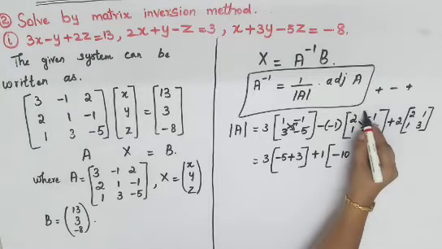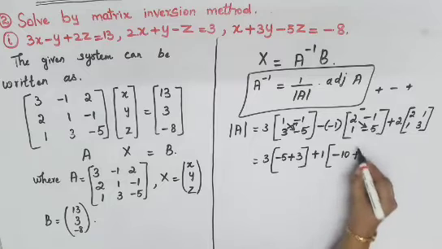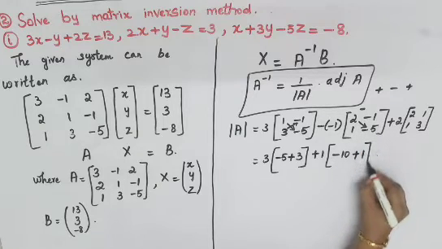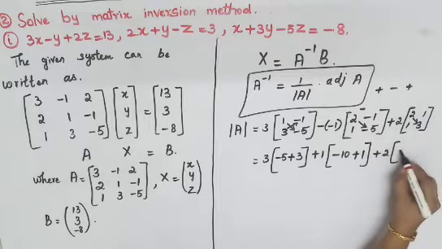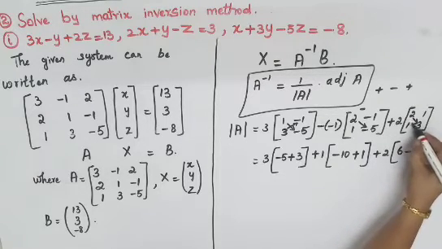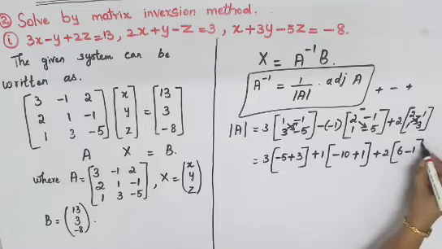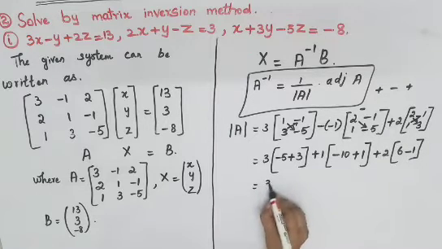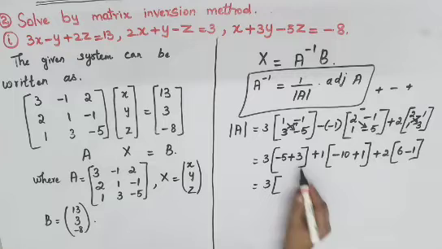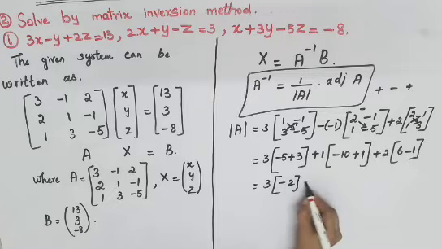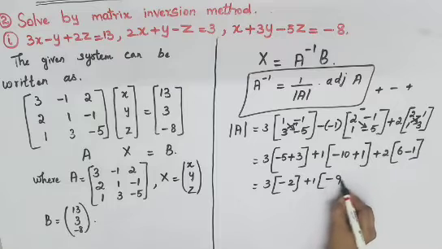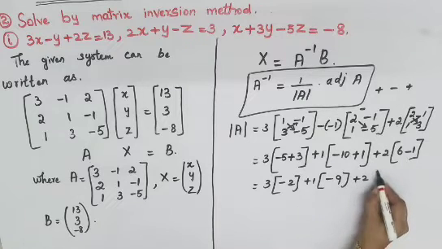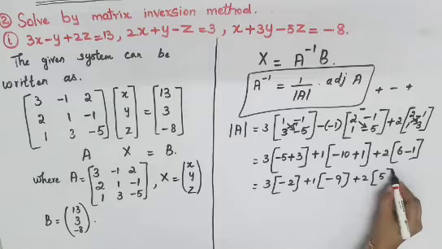Again there is a minus, and the format minus, so minus and minus become plus. 1 into 1 is 1 itself. Then plus 2 into 3: 2 threes are 6, minus from the format, 1 ones are 1. So 3 into minus 5 plus 3 is minus 2, plus 1 into minus 10 plus 1 is minus 9, plus 2 into 6 minus 1 is 5.